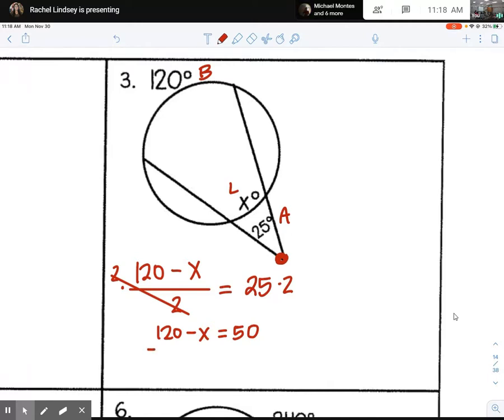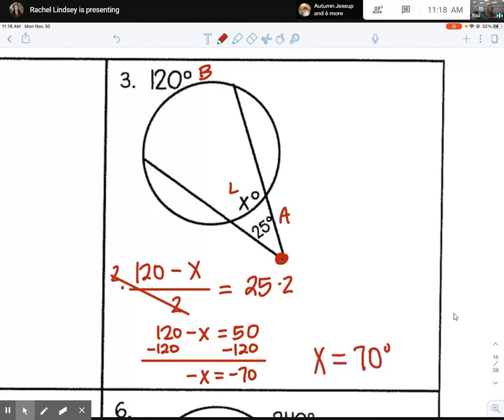So I'm going to subtract 120. What's 50 minus 120? Negative 70. And then a negative and a negative make it positive.